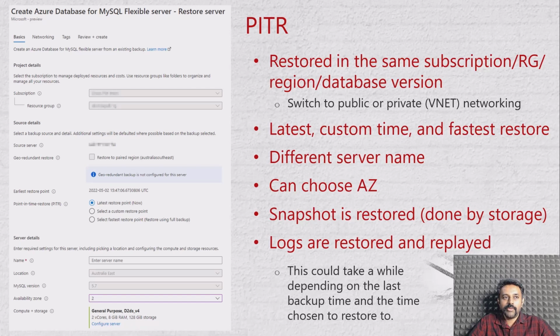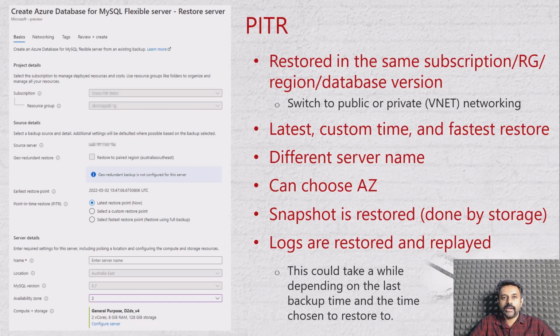And you have multiple options to restore: latest restore point, custom time, and fastest restore time. Latest restore time is the latest backup that is available, which is the combination of the snapshot and the log backup. Custom time is you can choose any point in time within the retention period, and you can restore to that, which will again use the combination of the snapshot backup as well as the log backup. Fastest restore point would let you restore to a point in time which is the snapshot backup, because the restore performance is faster when you restore to a snapshot backup, since log backup need not be replayed.